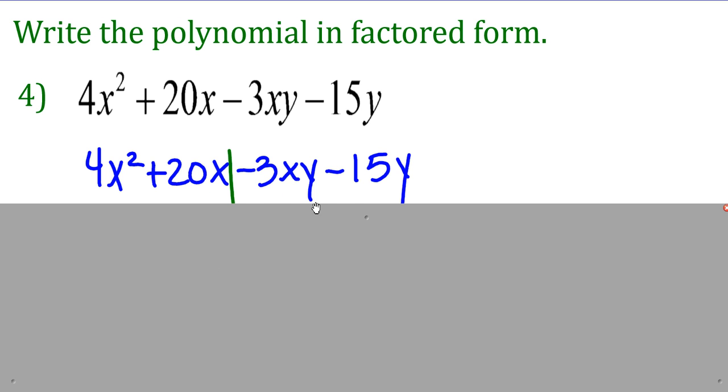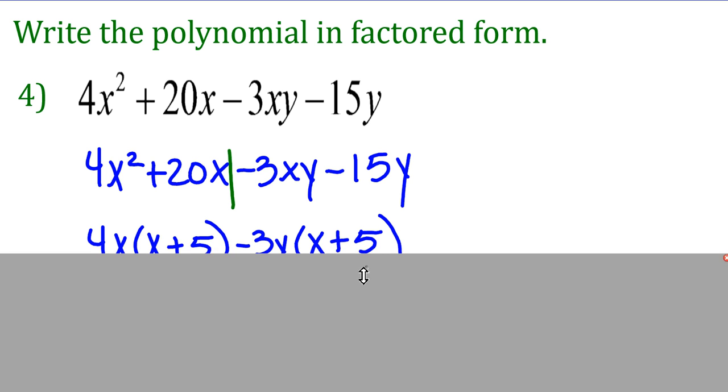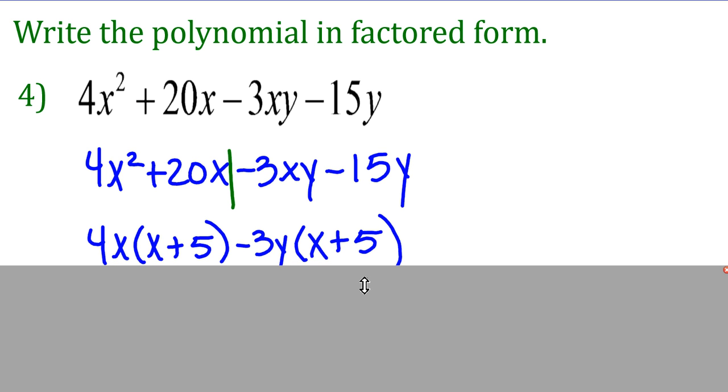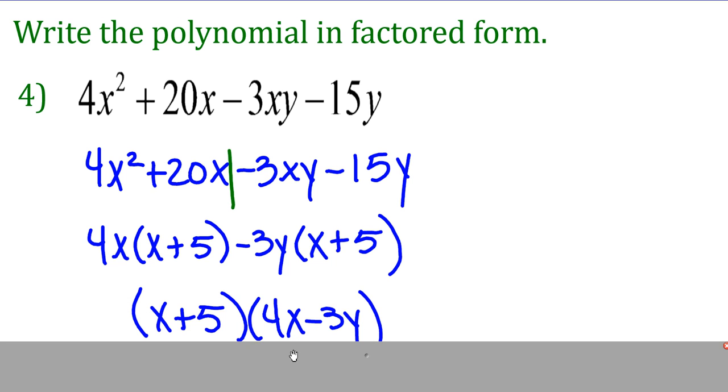Now your second pairing, do they have anything in common that you could divide out? Yes, they do. They both have a -3 as well as a y. So we can write that as -3y, left parenthesis, what's left over? X plus 5. Well, what do you notice about your pairings? They both have a common factor of x plus 5. So if I divide that out, we've got x plus 5 and what remained? 4x minus 3y.